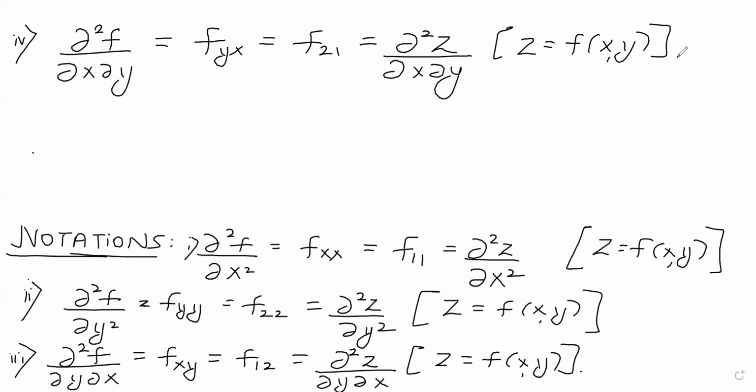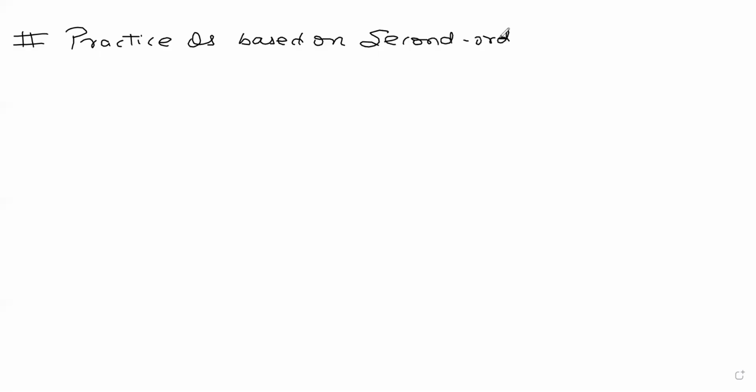So now you open up any book relating to mathematical economics. These are the standard notations we use. Some books are going to use some notations, other books are going to use other notations. You should be familiar with all the classical notations which are used in standard books for mathematical economics. Now after we are done with the notations, we can now look at practice questions based on second order partial derivatives.